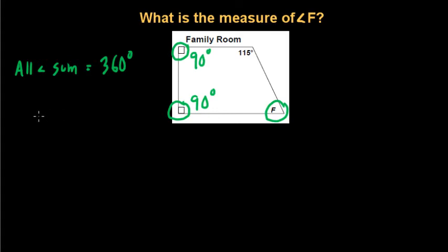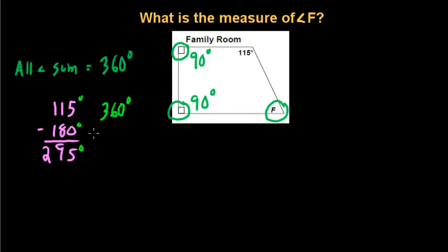90 plus 90 is 180. So let's do 115 plus 180. Now I take 360, which I know all the angles need to equal 360. I'll take 360 degrees. Make sure you add your degrees on there. My bad. And I take away all 3 of these angles. I'm left with the final angle.